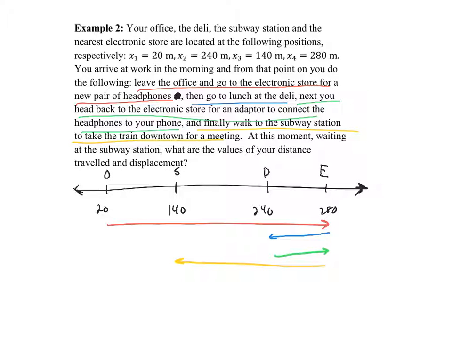But you know what? When does the problem end? Does it end when you're downtown? According to the wording, when does the problem end? At the subway station. So let's denote our starting and final position then. This is x0. This is x.